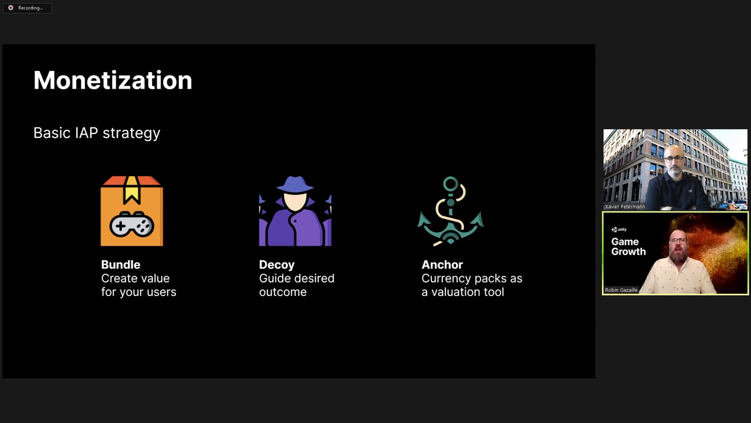The final piece of your IAP strategy is your anchors. Use your regular coin or gem packs to give meaning to the value of your bundles. For example, if you offer 200 gems for $1.99, make sure your $1.99 bundle has at least 200 gems. That way, your prospective customer will know how much value that starter pack really offers and will be more likely to buy it. If your shop is configurable, try to display your bundle, your decoy, and the anchor on the same screen for maximum effect.